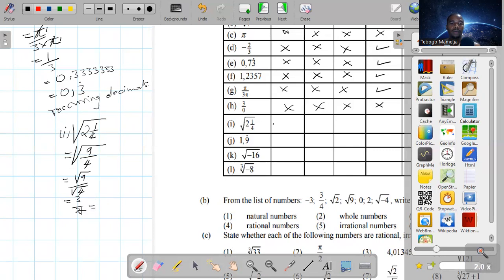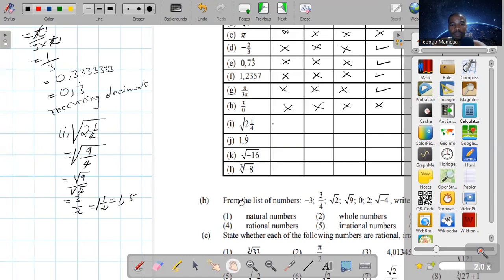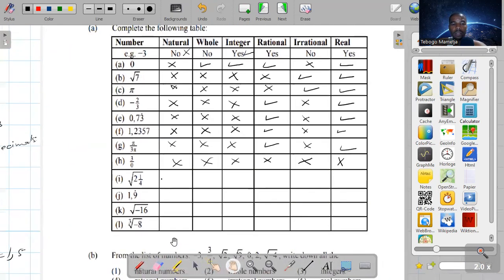And this number, we know 2 into 3 goes once, remainder 1 over 2. So this number can also be written as 1.5. So the question is still whether that number qualifies to be a natural number, and that number is 1.5. So this number is not going to qualify.